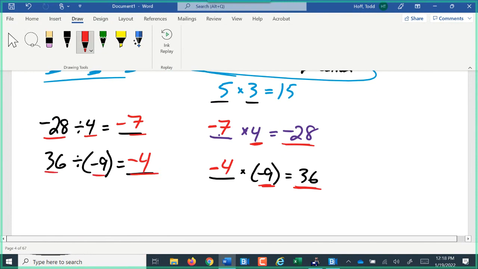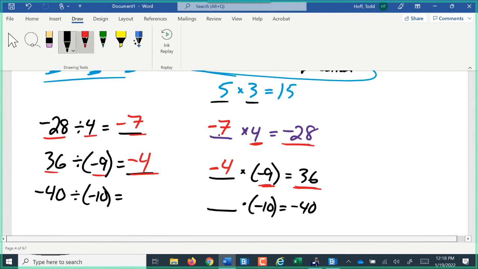Or we might have negative 40 divided by 10. That's asking what number times negative 10 is negative 40. Again, for this to be negative, we need one positive and one negative. That's negative. This one has to be positive 4. Negative divided by a negative is a positive.